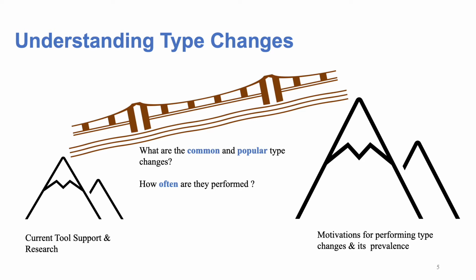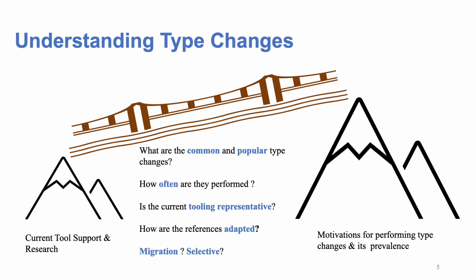Do type changes warrant more automation than the current tool support and research? What are the most common and popular type changes? Are the current tools able to perform these? How are the references adapted? Can the current tools be extended to perform these kinds of adaptations? Are the current tools representative of the type changes that are performed in practice?